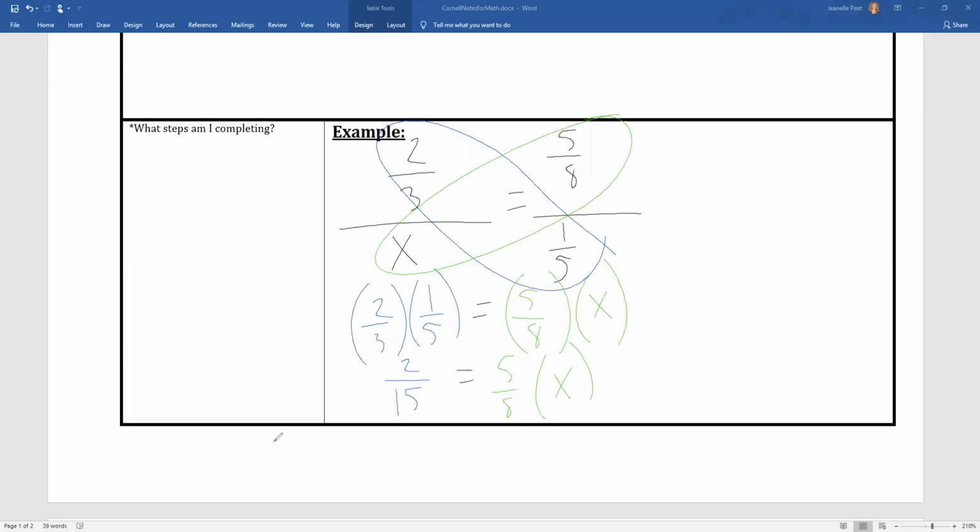But we don't ever divide fractions, do we, pumpkin? No, no, no, we don't ever divide fractions, right? We multiply by the reciprocal.